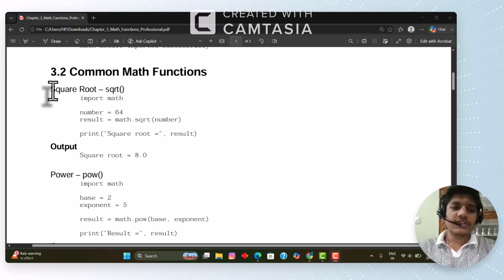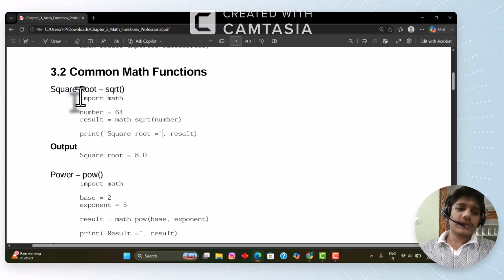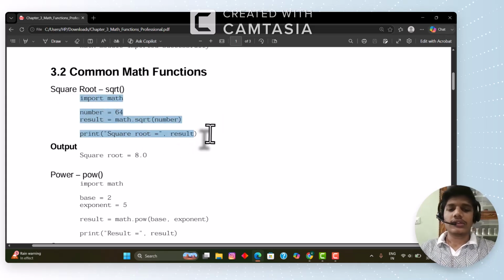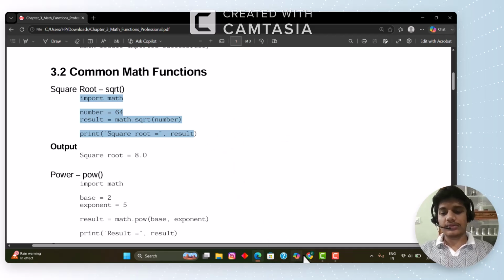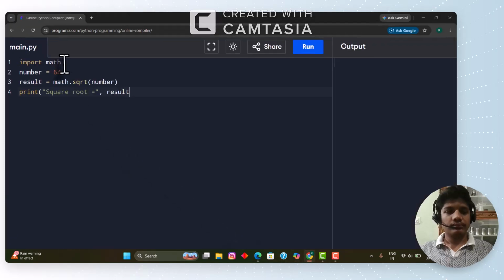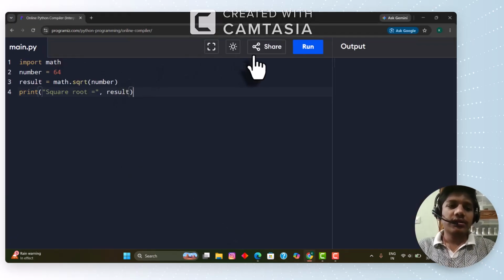So this is for square root. We already discussed the square root, how it works, and what the common errors in the square root are. Here, what is the function for square root? How do we write it? sqrt. This is the function for square root.